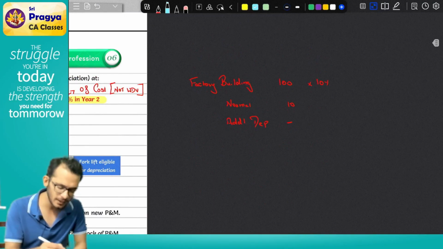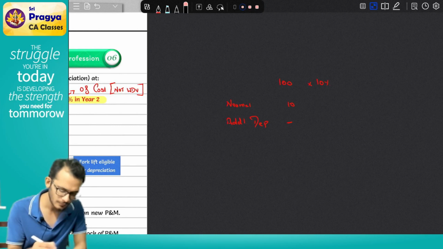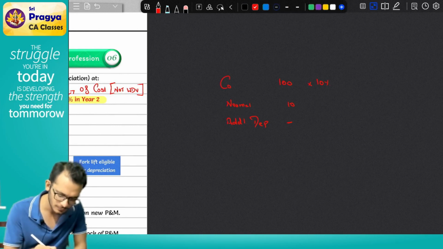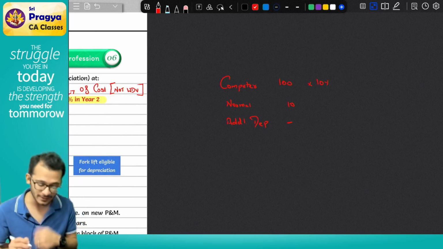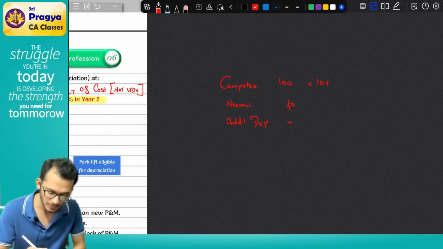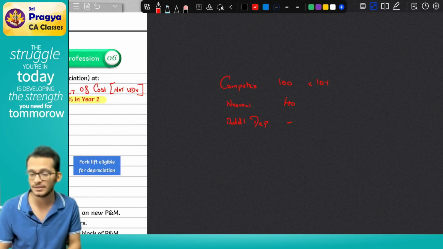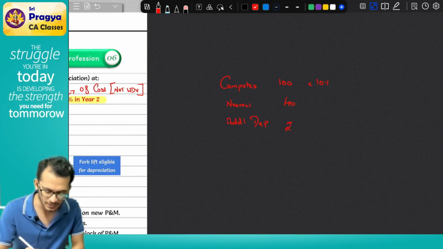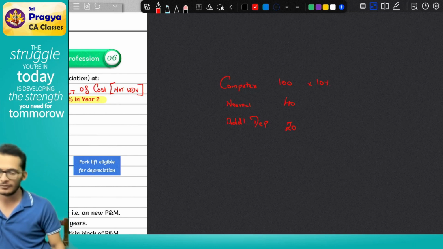Rahul, I'm going to change the example. I am not having a building, I'm actually having a computer. My normal rate is 40. Rahul, can I claim additional depreciation? Yes, you can claim additional depreciation because it is a part of your plant and machinery block.